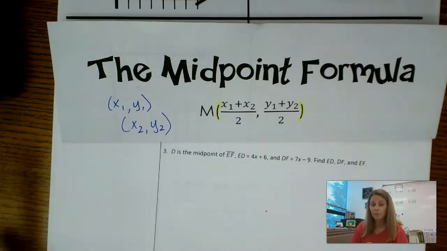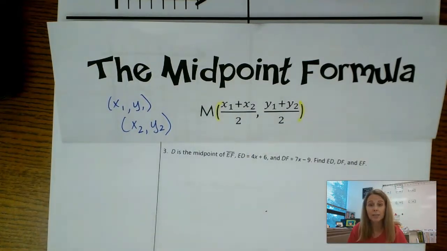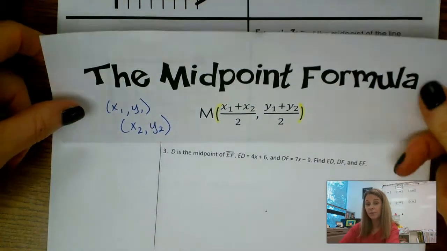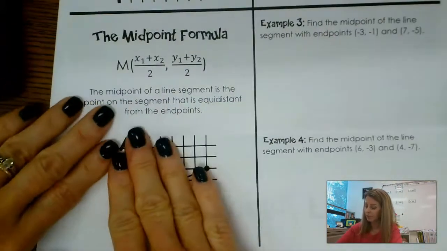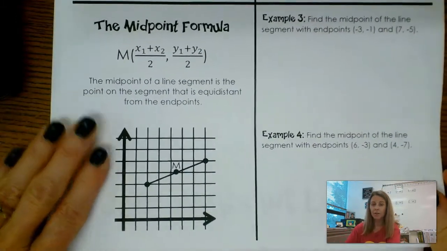Formulas are great, but if you don't really understand what they're doing, you're never going to remember this. So midpoint, think middle. If you've got a set of data and you want to find the middle number, one way to do that is to find the average. So on the foldable, if you would open it up, there are some examples.